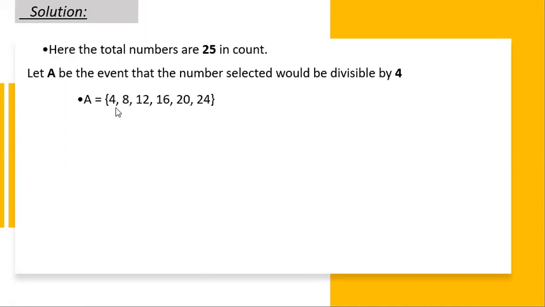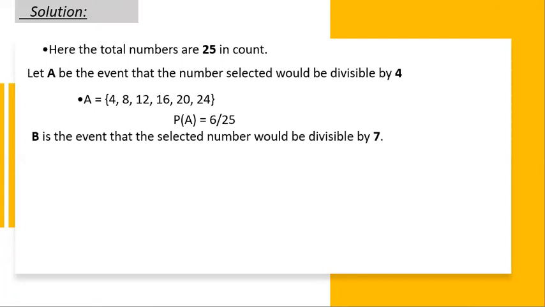In the set of A, there are 4, 8, 12, 16, 20 and 24. These numbers are divisible by 4, and these are 6 in count. So the probability of getting a number divisible by 4 is 6 by 25, as the total numbers are 25 in count. B is the event that the selected number is divisible by 7. Here these numbers are 7, 14 and 21. Only 3 numbers. So the probability of getting a number divisible by 7 is 3 by 25.